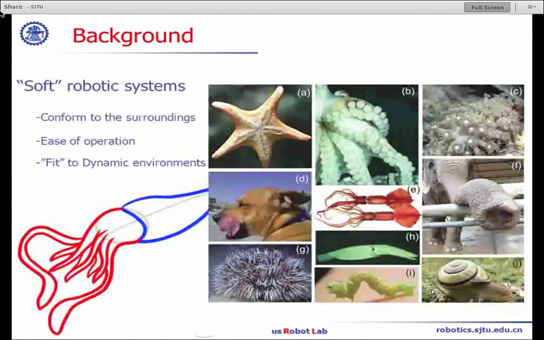So we were inspired by soft systems in nature, like the animals listed in the figure, such as the octopus, the elephant trunk, the snail, the tongues of animals, the starfish, and so on. So we learn from these soft systems. They are very compliant to their surroundings, and they adapt well to dynamic environments. And there are already a lot of soft robots in the world.